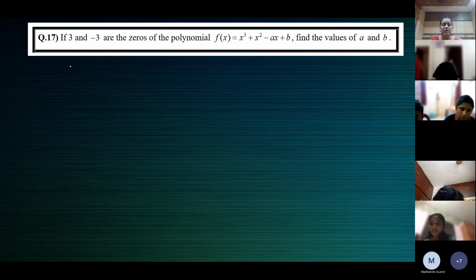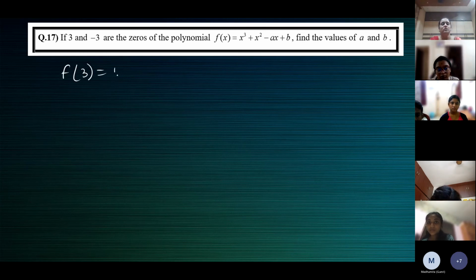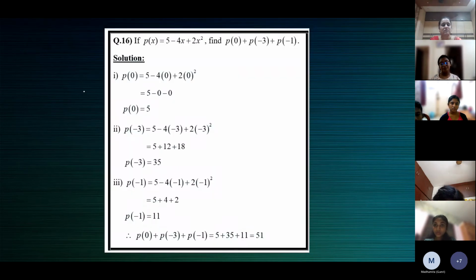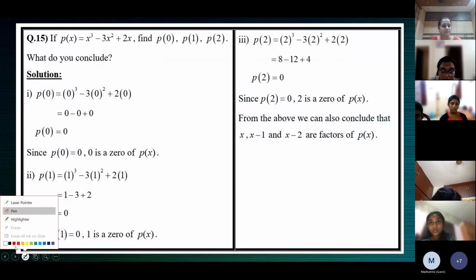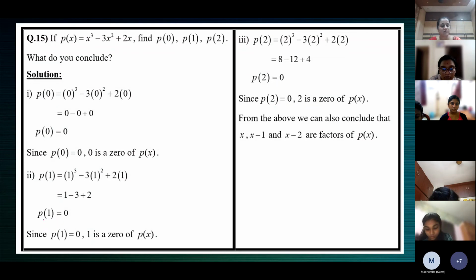Okay, you're expected to write this. You must write f of 3 is equal to 0 because 3 is a 0. If 3 is a 0, that means f of 3 is 0. See here, if p of 1 is 0, that means 1 is a 0 of p of x. If 1 is a 0 of p of x, that means p of 1 is 0. The vice versa also holds.